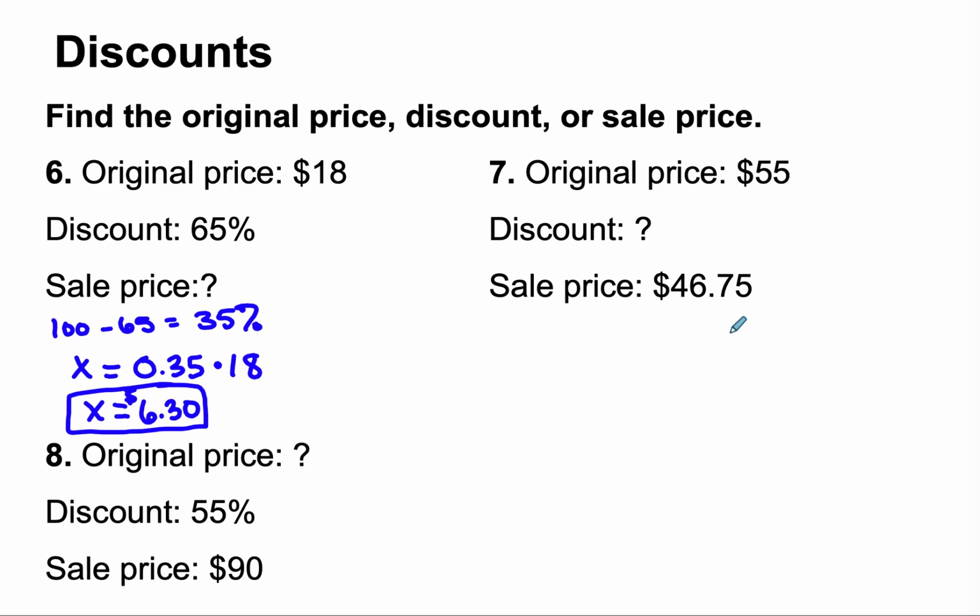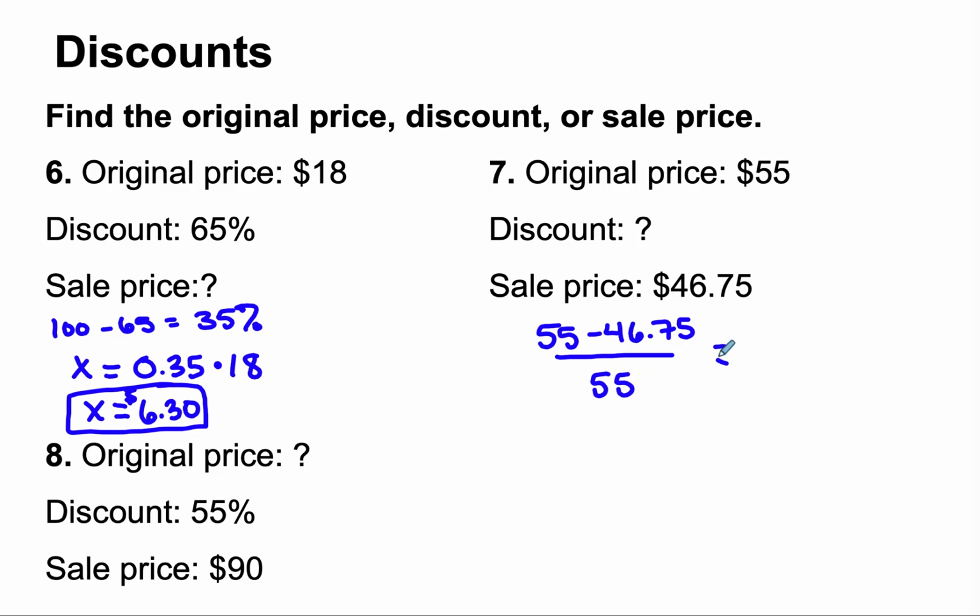Okay, let's try number 7. Our original price is $55. We're looking for the percent. Our sales price is $46.75. So we're going to start by subtracting. Then we're going to divide by our original.